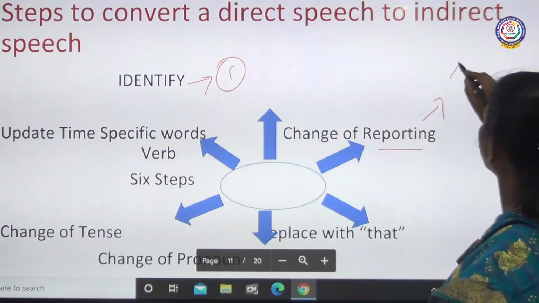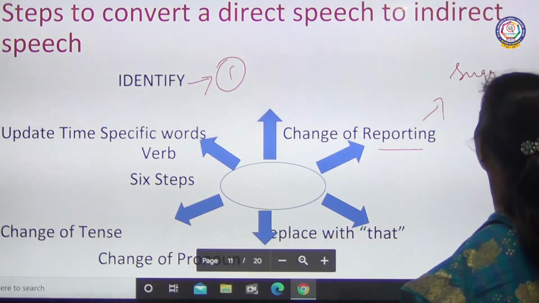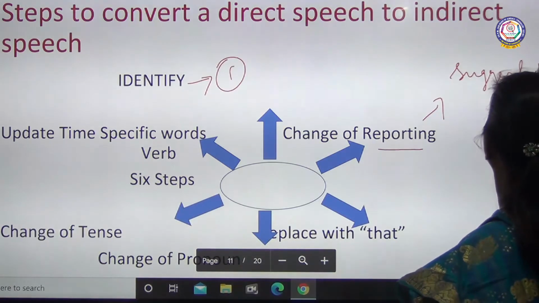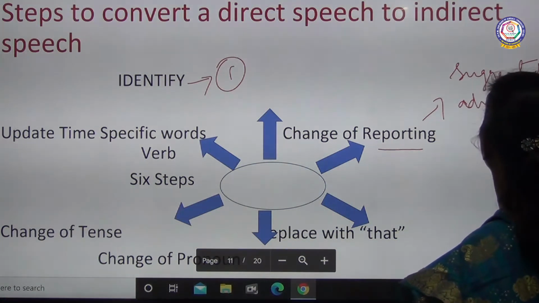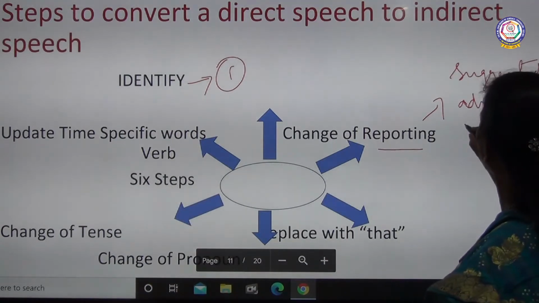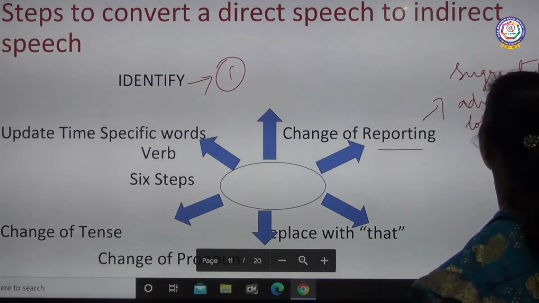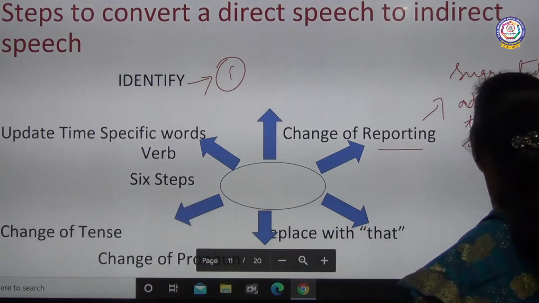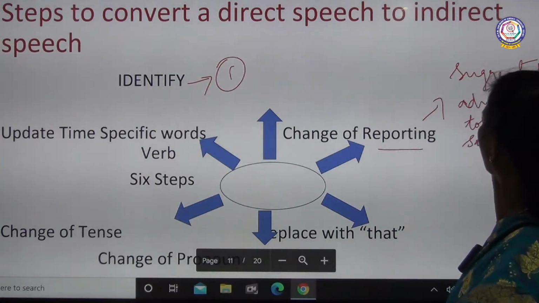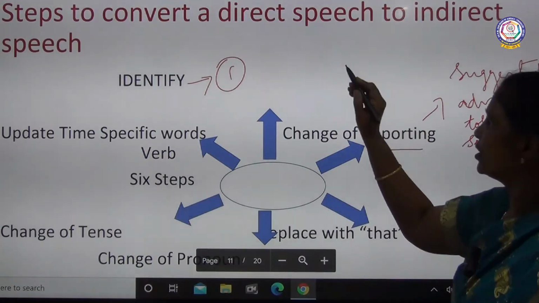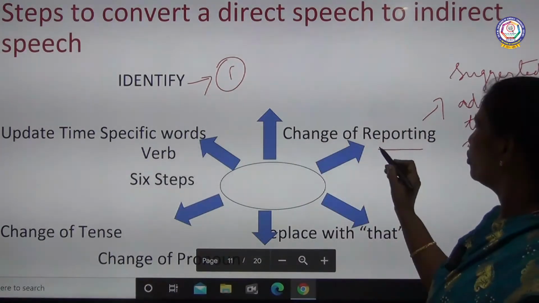So, you can write suggested, advised, then told, said. You can have your own words according to the sentence you are identifying, you will be reporting.